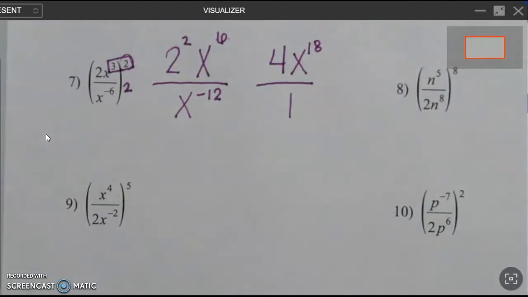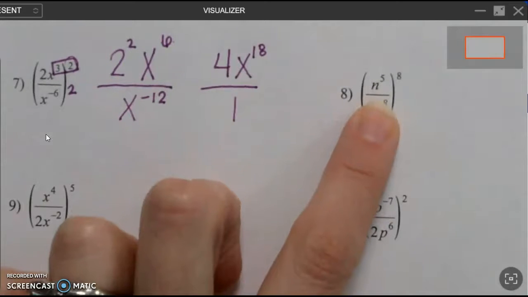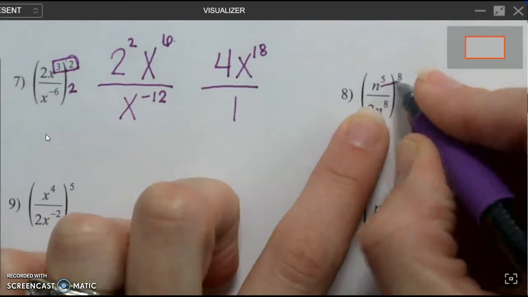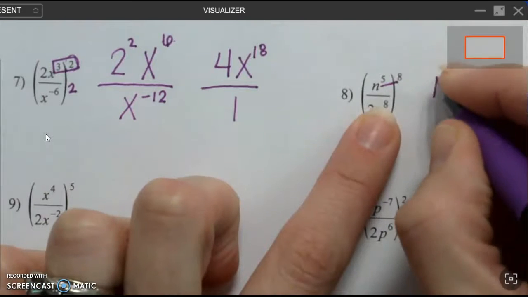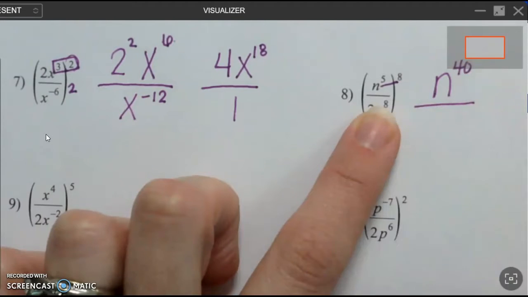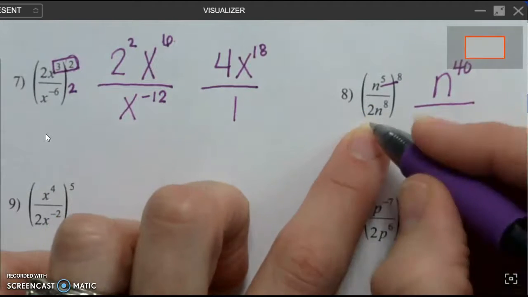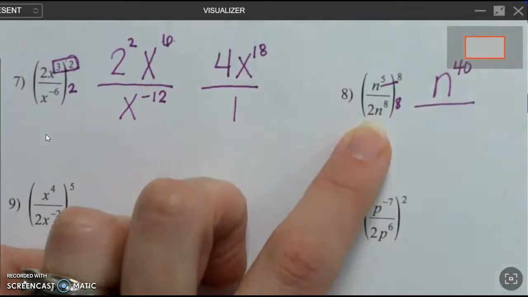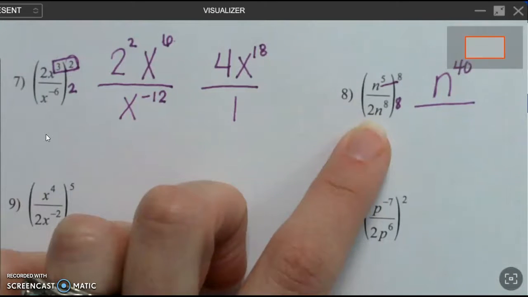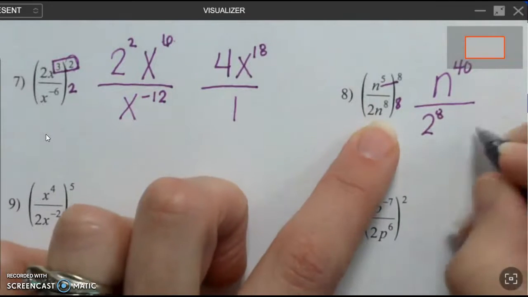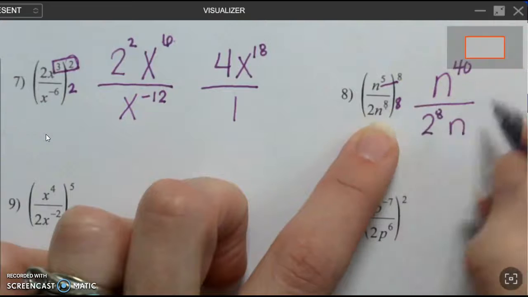Okay, let's do number 8. We're going to go ahead and multiply 8 times 5. These exponents get multiplied. Ooh, it's going to get big. 40. Okay, then this 2. Don't forget the 2. Everything on the bottom gets an 8 also. That gets an exponent of 8 also. So 2 gets an 8 exponent. 2 to the 8th. Oh dear. 8 times 8, that's 64.